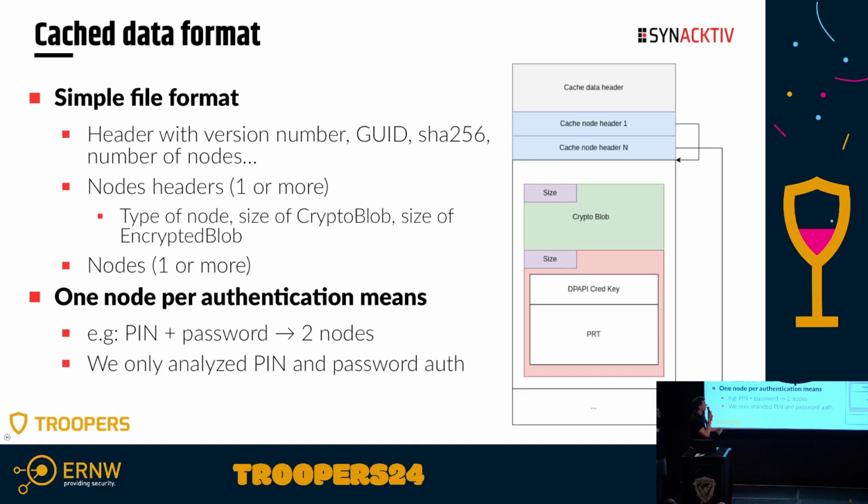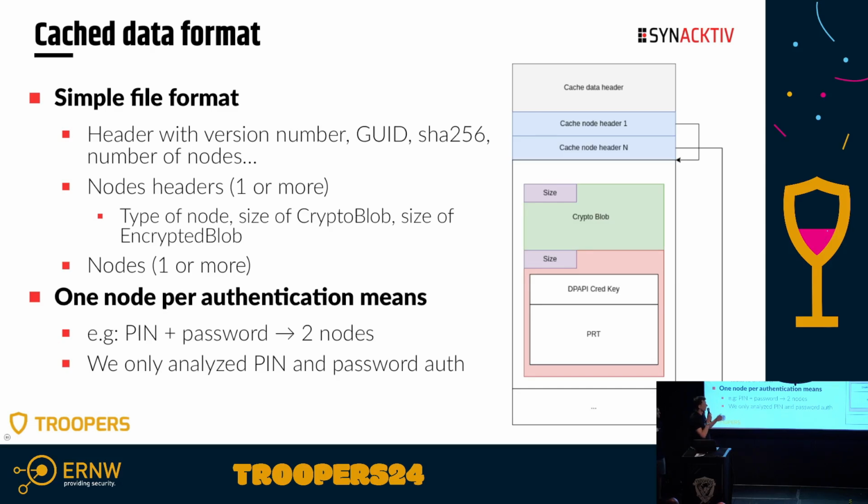Basically, a cache node header is used to describe a node. It defines the type of the node, for instance, whether it is a node related to PIN authentication or to password authentication. Then we'll have the size of the crypto blob as well as the size of the encrypted blob. The crypto blob is the blob in green on the schema, and it is used to check the user credentials. The encrypted blob contains the encrypted DPAPI key as well as the PRT.